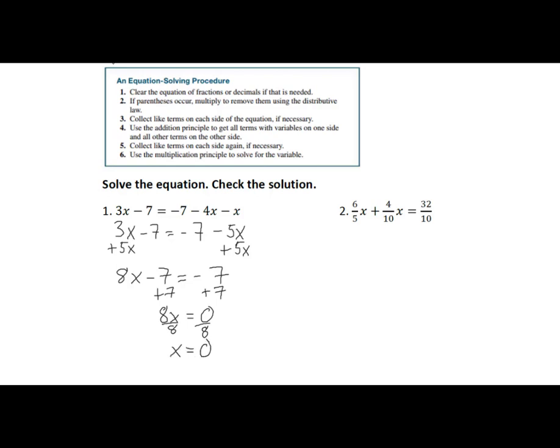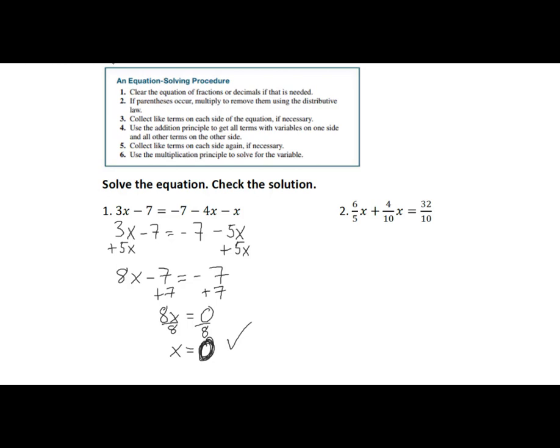0 is one that you should have no problem plugging in to your solution because it's just 0. So 3 times 0 is 0, minus 7, negative 7, minus 0, 4 times 0 is 0, minus 0. So you have negative 7 equals negative 7. If you ever get 0 as a solution, you should be able to check that completely in your head.